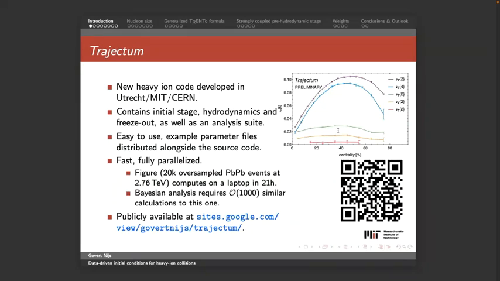So it's pretty fast. And just to see why that's relevant, for the Bayesian analysis, you need around 1,000 similar computations to this one. So the faster, the more you can do. And the fact that it's fully parallelized means you can easily put it on a cluster, run it on 1,000 different nodes, collect the results, and then it generates a single plot for you if you want. It's publicly available at this website, so if you want to give it a try, you can download it there.